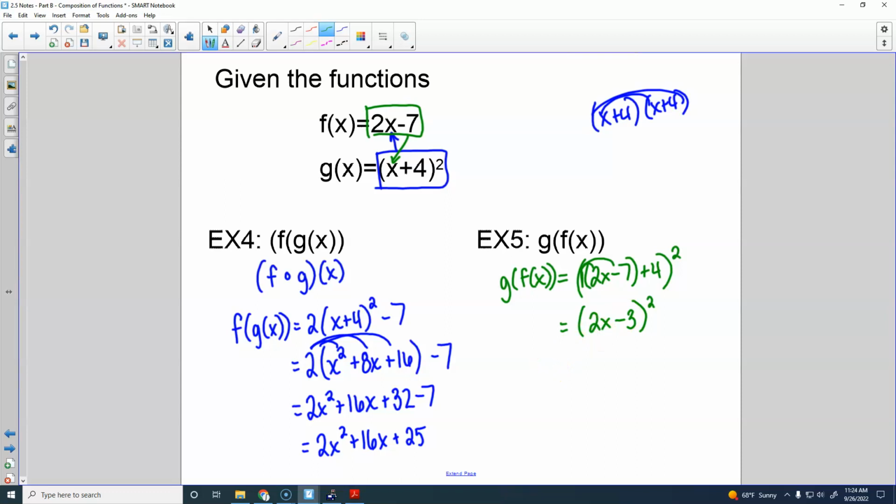And then here we can use that shortcut or write it twice if you need to. 2x squared would be 4x squared. Multiply these two together, we get negative 6x. Double it, we get negative 12x. And then square the last. 3 squared is 9. Okay, here.